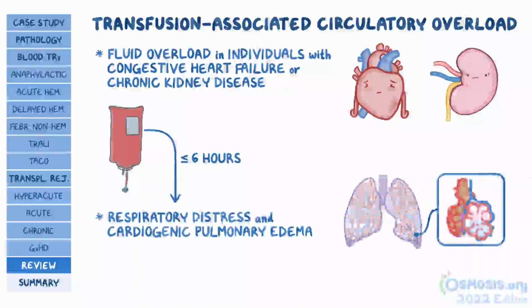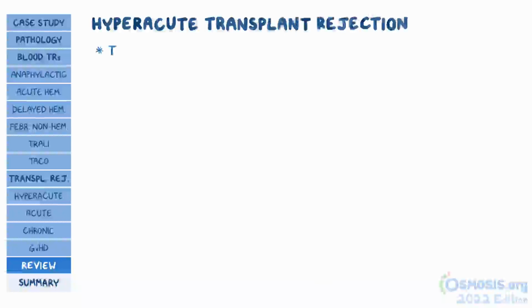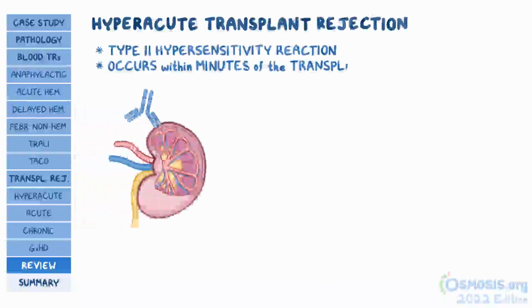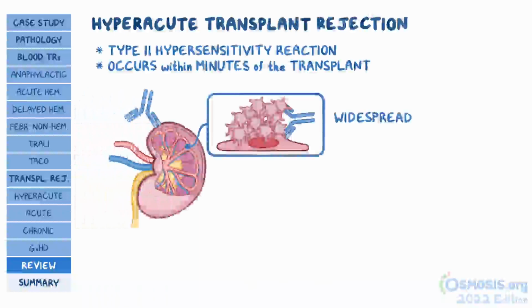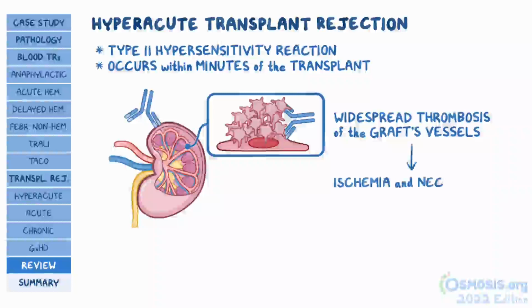Next, we have transplant rejection. Hyperacute transplant rejection is a type 2 hypersensitivity reaction that occurs within minutes of the transplant and results in widespread thrombosis in the graft's vessels, leading to ischemia and necrosis of the transplanted organ.